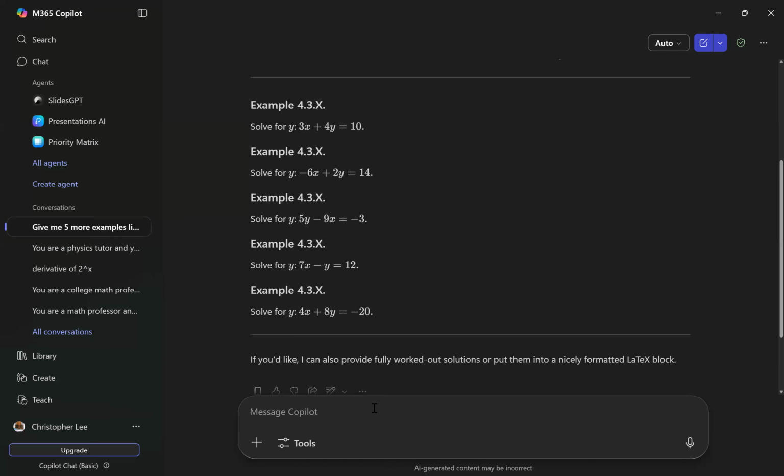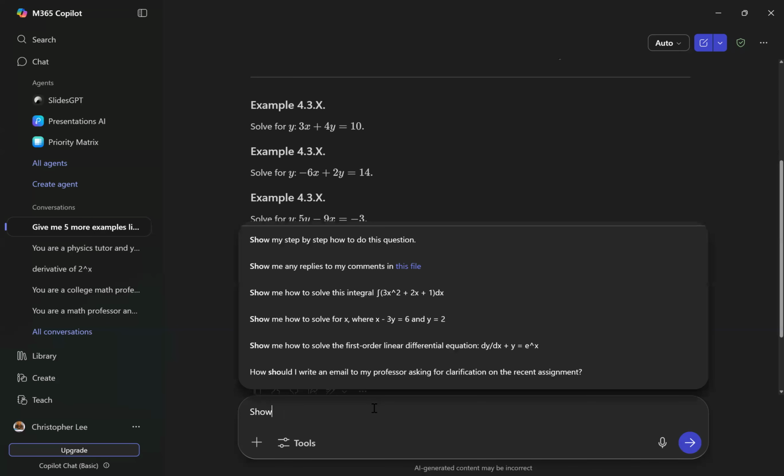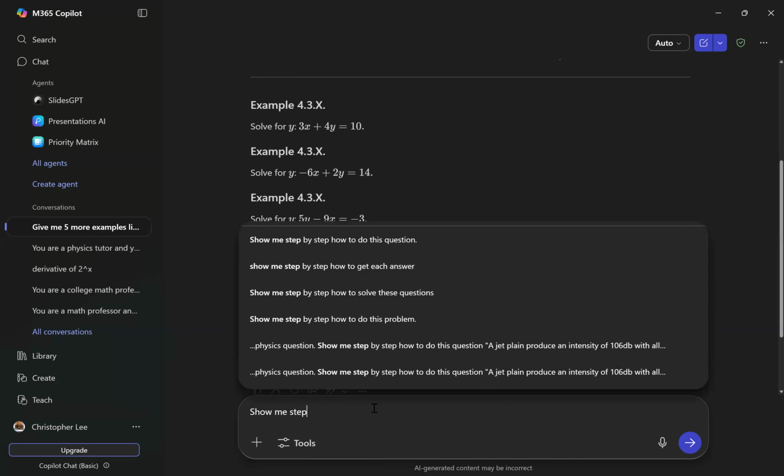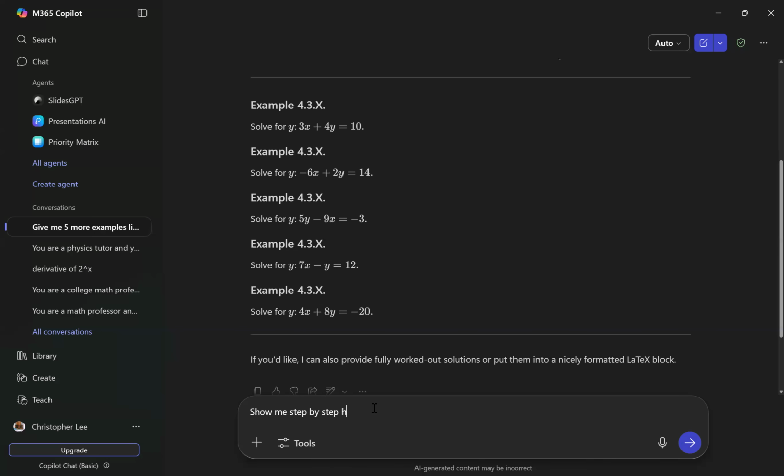So let me show you guys a little bit more. Let's say for the first one, we solved it, we did it on paper. We want to know if it's right. But matter of fact, let's go one step further. Let's say that we actually don't know how to do it. So here's what you could do. You could say, show me step by step how to answer the first question.